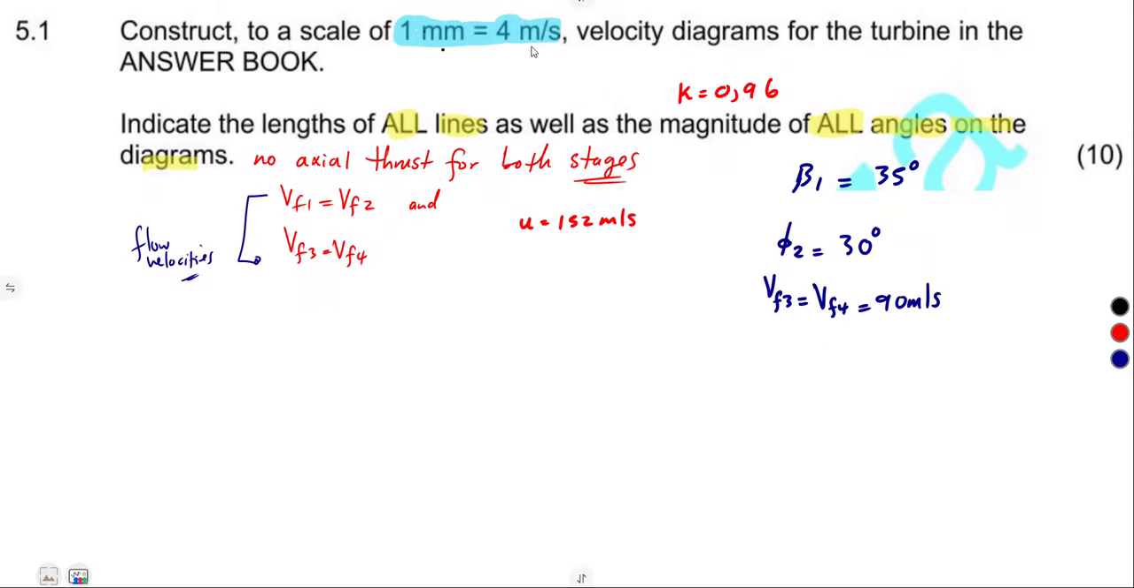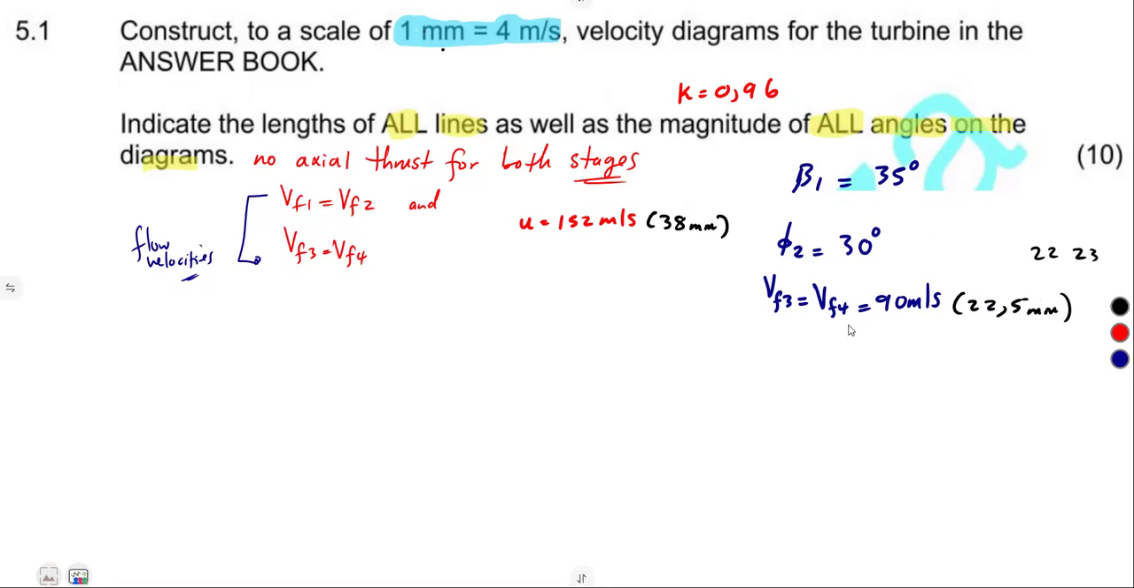Remember, from the scale that we are given, 1 millimeter represents 4 meters per second. So using that scale, our U, we're going to divide by 4. That's 152 divided by 4, which is 38 millimeters, 3.8 centimeters. And this one, divided by 4, is 22.5 millimeters, just in between 22 and 23.